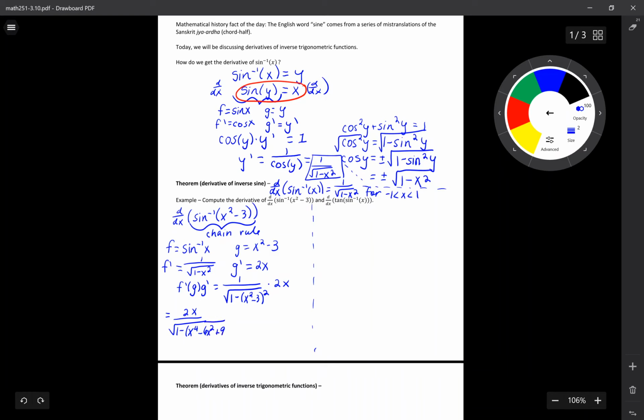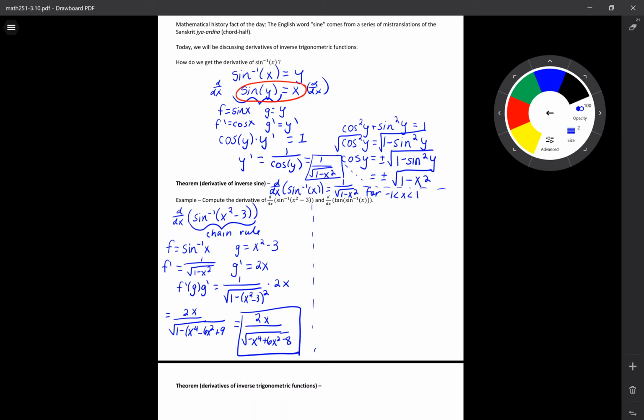And if I distribute that negative and combine like terms, I get 2x over square root negative x to the power of 4 plus 6x squared minus 8. And that is the derivative. So I had to use the chain rule, treating my outer function as sine inverse of x and the inner function as x squared minus 3. And then from there, I just plugged it all in and simplified it.